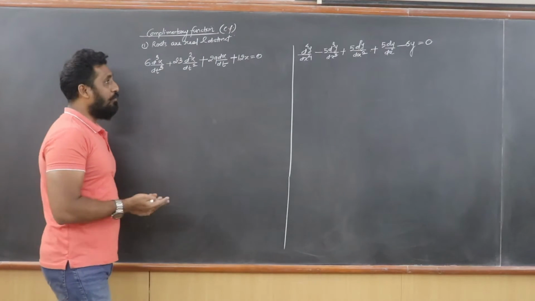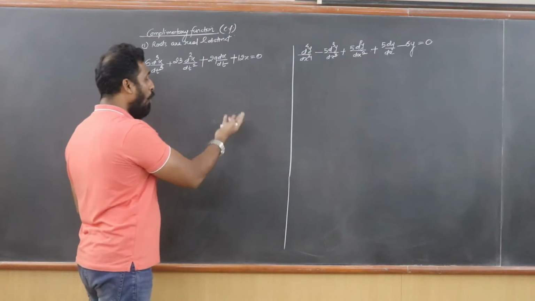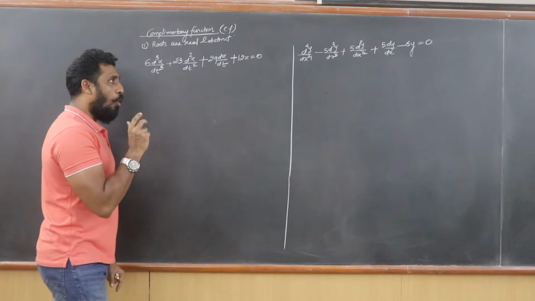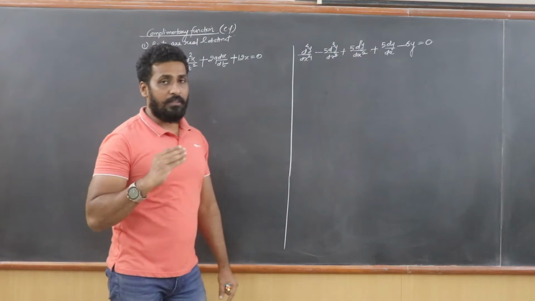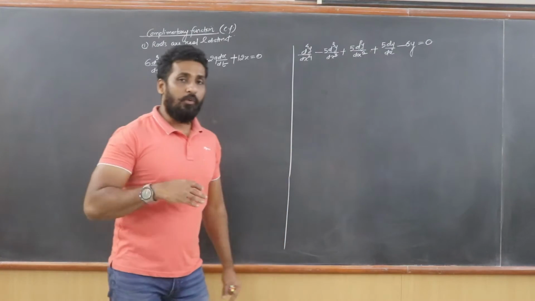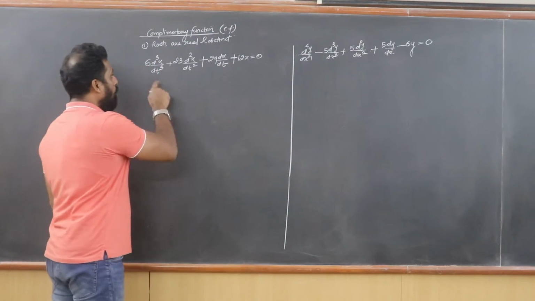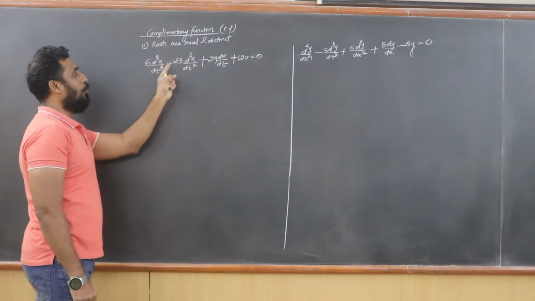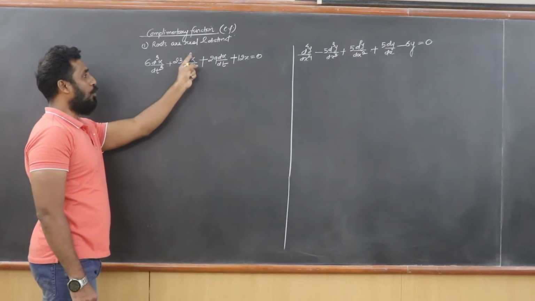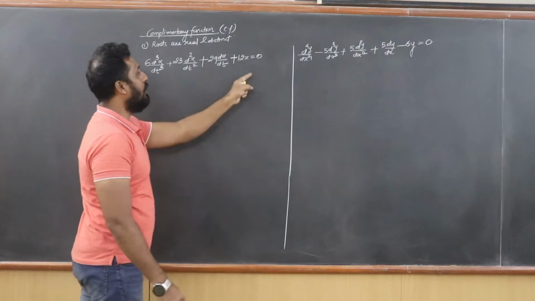Let us take some examples to understand how these roots are obtained, and we will also study one concept called synthetic division, which we have seen in our lower standards. So it will be a quick revision. Observe the first equation. It is d cube x upon dt cube plus 23 d square x upon dt square and so on. An equation is written over here.